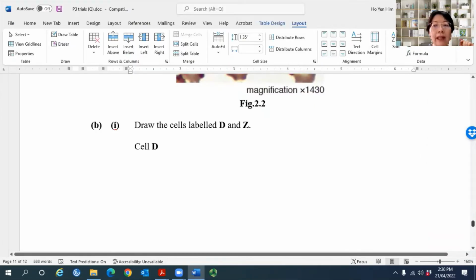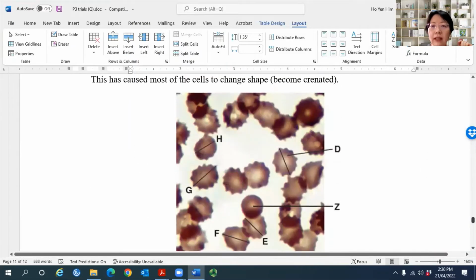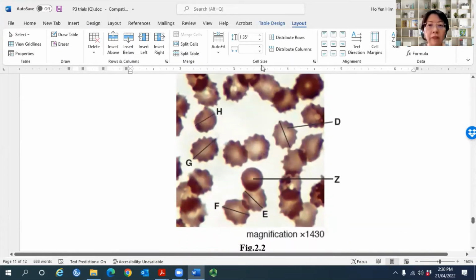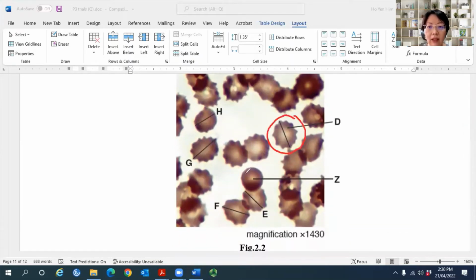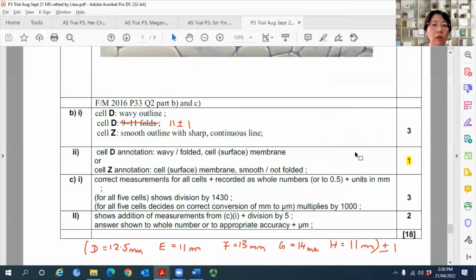Cells labeled D and Z. Okay, so D and Z. So D is this one here, and Z is this one here. So you can see that one is highly folded, whereas the other one is smooth. So how do I mark your drawing is that I will actually count the total number of this that you have drawn, and it's actually all together for 14, I think 14. Okay, if anything less or more, that means you didn't draw exactly from this, you lose 1 mark. Okay, so accuracy is important.